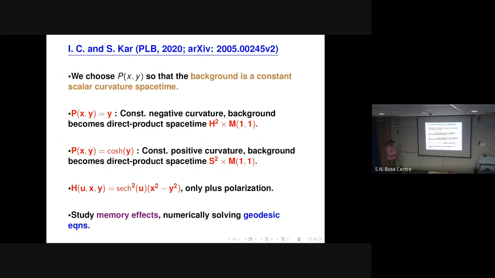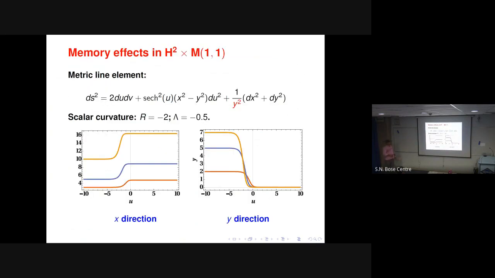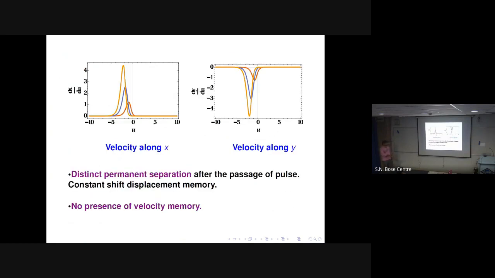Now here we study again memory effects by numerically solving the geodesic equation. So here we solve the geodesic equations for the negative curvature, where the curvature is constant and negative. And this is generated by a cosmological constant. So here you find that the separation initially is constant but finally it changed along x. That means that there is no velocity. So earlier we had velocity, but in this kind of space time for negative curvature, we don't have velocity. Okay. That is a change.